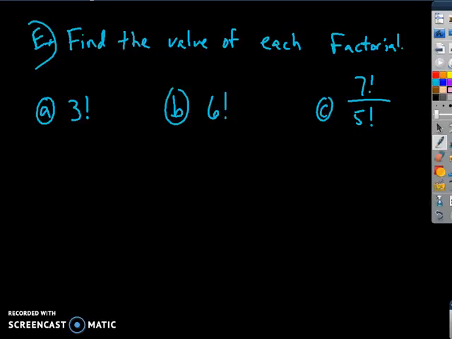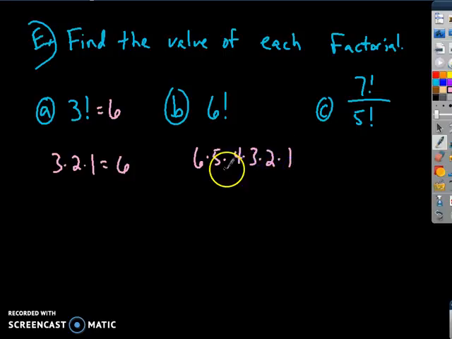All right, the first one says 3 factorial. Basically, it means it's 3 times 2 times 1, which is 6. So that's what 3 factorial is equal to. 3 factorial equals 6. 6 factorial basically means 6 times 5 times 4 times 3 times 2 times 1. I already know this is 120. Basically 6 times 120. 600 plus 120, 720. That's what 6 factorial is.